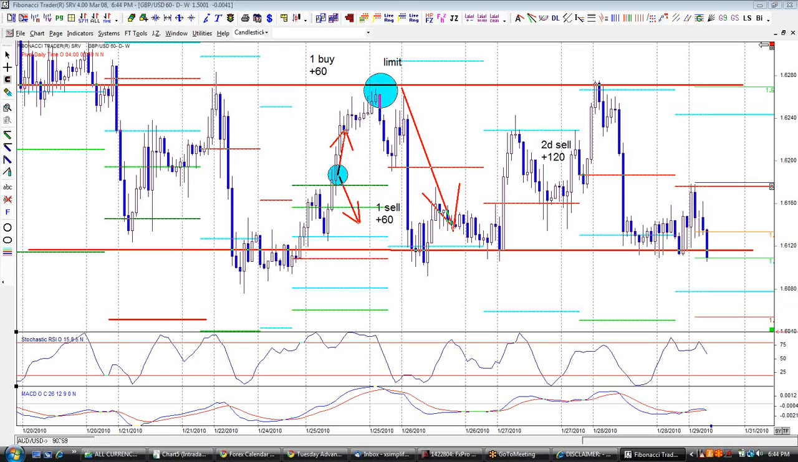Yes, this is a very good question. What happens when the market breaks the consolidation and doesn't come back? This is where you lose on the trade.